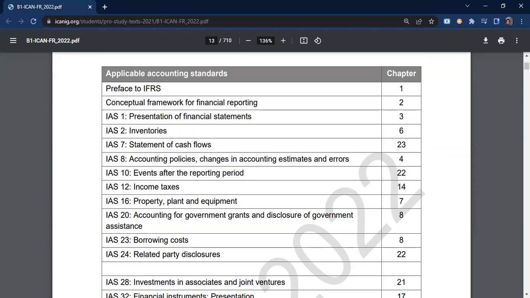IAS 16 as well is also at the foundation level, which is property, plant, and equipment. At least some of us coming from foundation, or from our accounting courses, maybe in our undergraduate or postgraduate studies, could have heard something of IAS 16 before, which is property, plant, and equipment, in terms of how we calculate depreciation. What are the different methods we can use to calculate depreciation? Whether it's the straight line method, reducing balance, sum of digits, or units of activity, that is what IAS 16 covered.